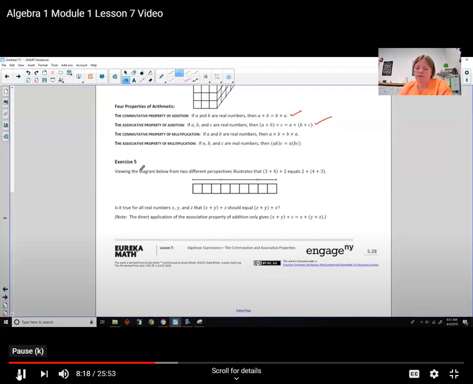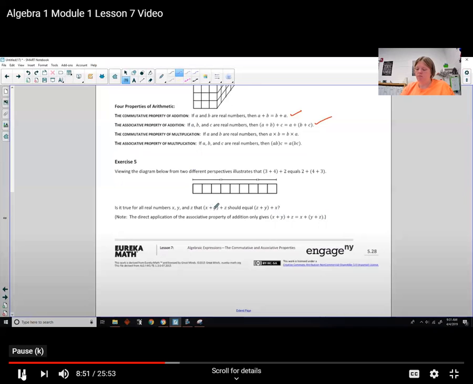Okay, so exercise 5 says, viewing the diagram below from 2 different perspectives illustrates that 3 plus 4 plus 2 is equal to 2 plus 4 plus 3. Is it true for all real numbers x, y, and z that x plus y plus z should equal z plus y plus x? Note, the direct application of the associative property of addition only gives x plus y plus z equals x plus the quantity y plus z after the parentheses are moved.